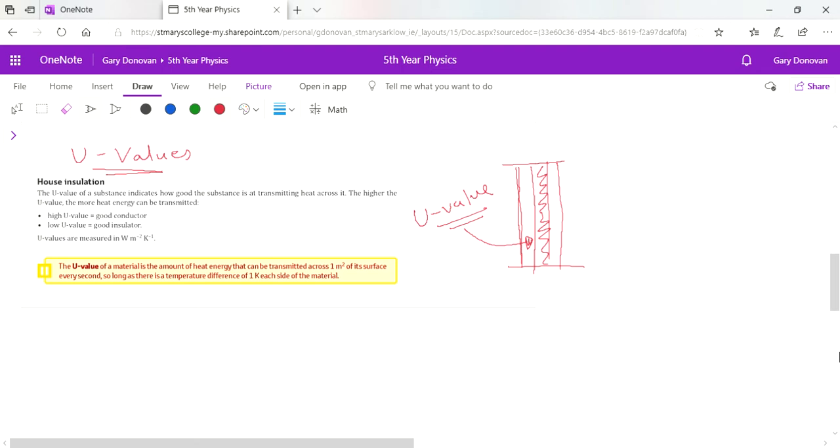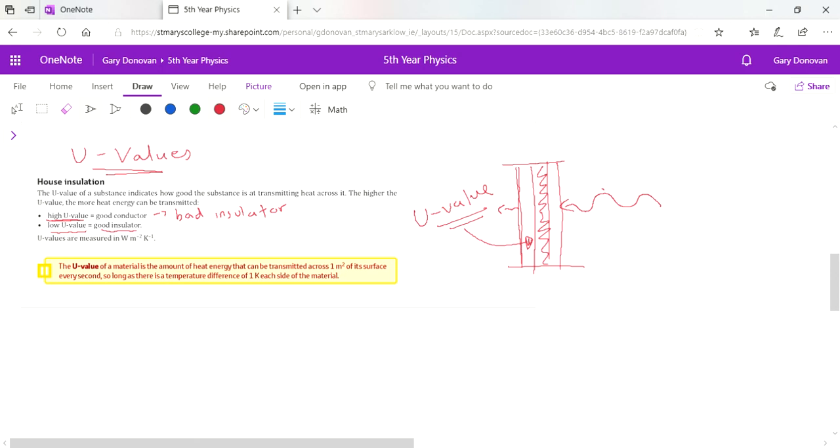Now, if the house has a high U value, it's a good conductor. And remember, a good conductor allows heat to travel through it easily, so therefore it's a bad insulator. So if you live in a house which has walls with a high U value, you'd have to spend a fortune to heat it, because you'd be losing a lot of heat through the walls. If the house has a low U value, it's a good insulator. So that means as heat from the inside tries to move out, very little of it gets out. So that house would be well insulated and would stay warmer for longer.